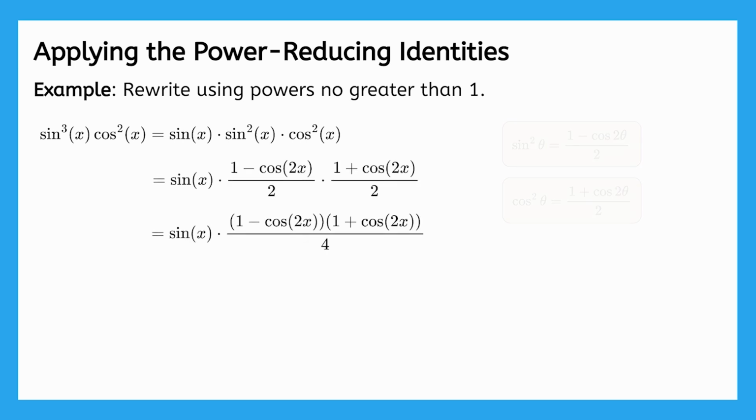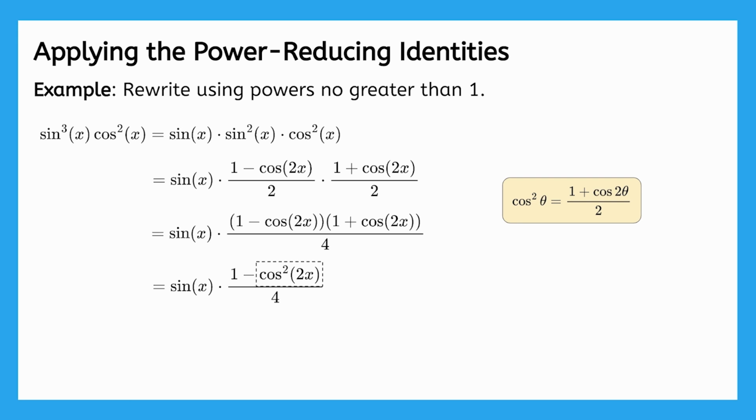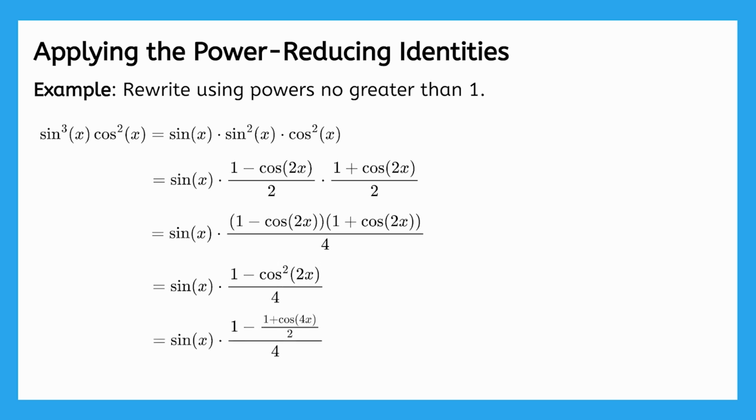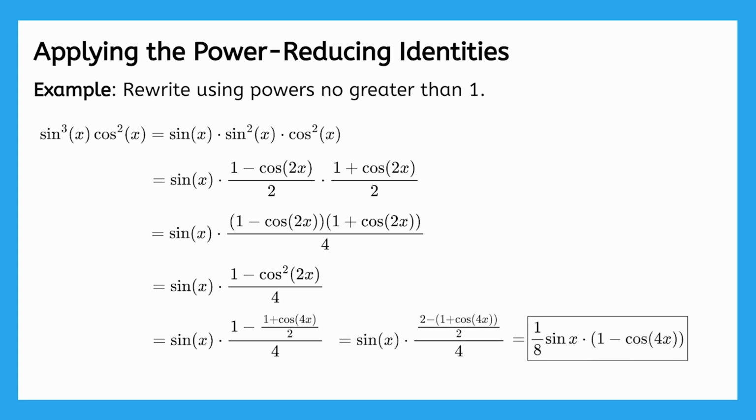After some simplifying, we see that we end up with another squared term. Since we want to rewrite with powers no greater than 1, what should we do now? We can apply the power reduction identity for cosine again. Notice this time that instead of x, we have 2x. Therefore, when we apply the identity, we will have 4x instead of 2x. Now we can replace cosine squared of 2x with (1 plus cosine of 4x) over 2 and simplify to 1/8 sine x times (1 minus cosine 4x).